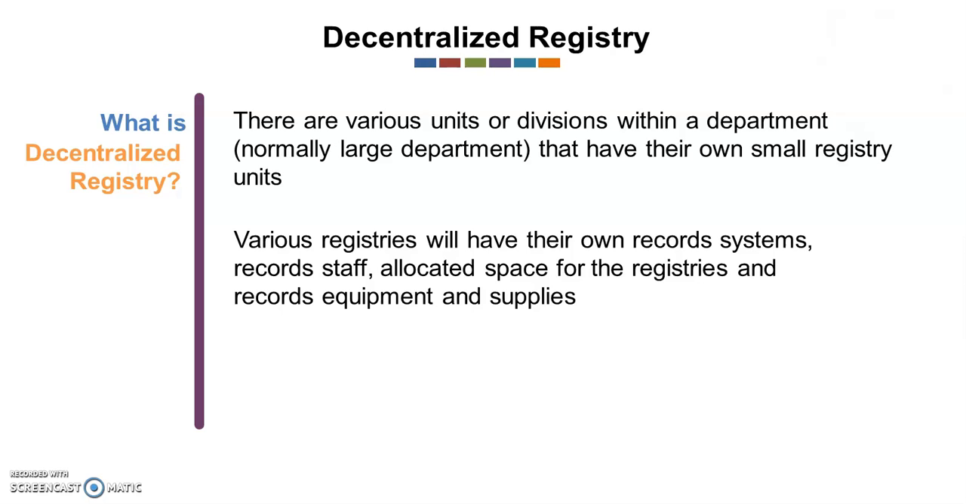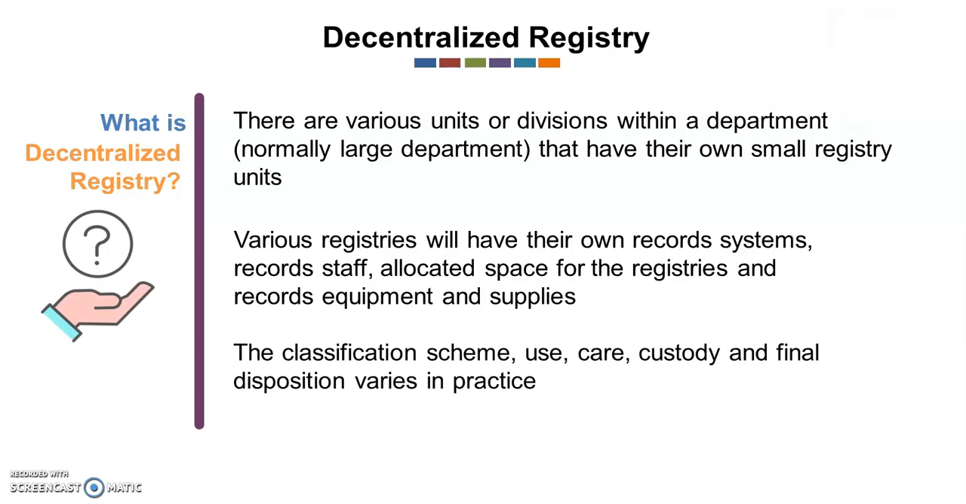Lastly, the record equipment and supplies will be different, because they have different ways of managing and keeping the records. Not only that, the classification scheme on how they classify the records will be different. The use itself will also be different, because for human resources the use of records is related to human affairs, while the finance department has records regarding finance.